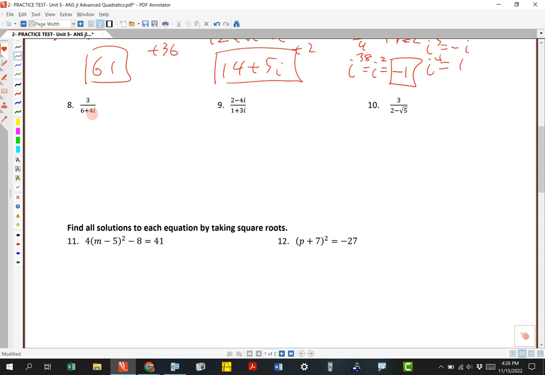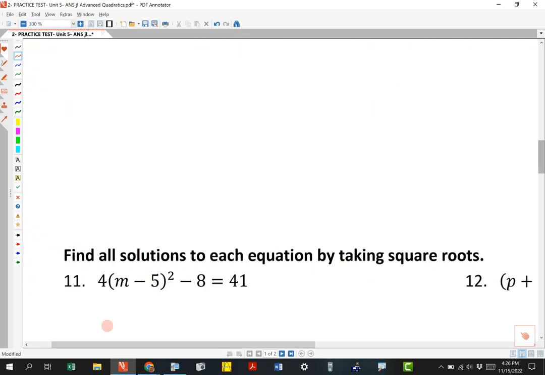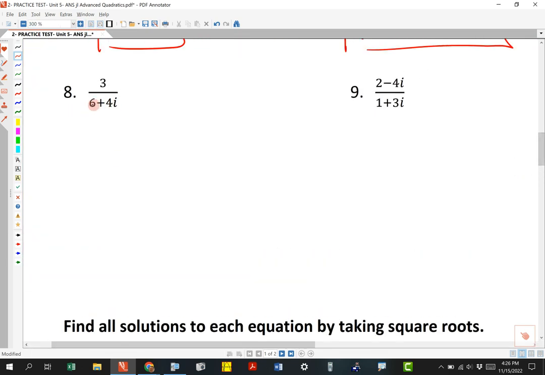This one right here, we're going to need to multiply by the conjugate. So you might want to think about what the conjugate would be in this case. I'm going to zoom in on this one so we've got a little bit more space and room. So we're going to multiply by the conjugate of 6 plus 4i. Well, that's going to be 6 minus 4i. So 6 minus 4i. So in the denominator, we end up with this.